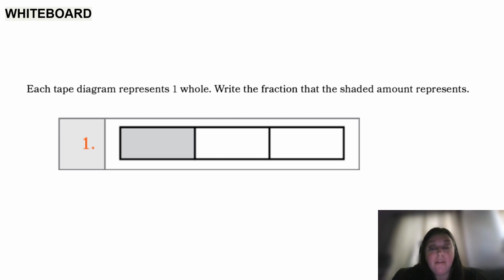First, I would like for you to make sure you have your folder, you have your whiteboard, you have your marker, eraser, and pencil. If you do not have those things, please pause this and then go get them.